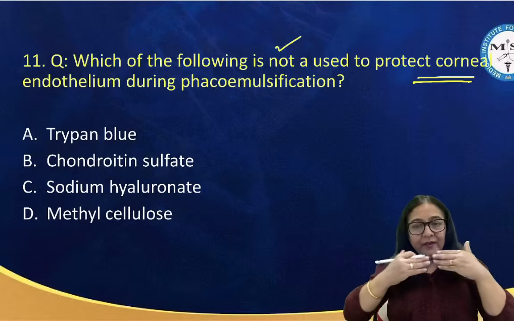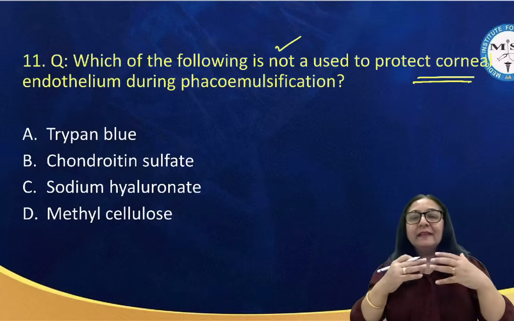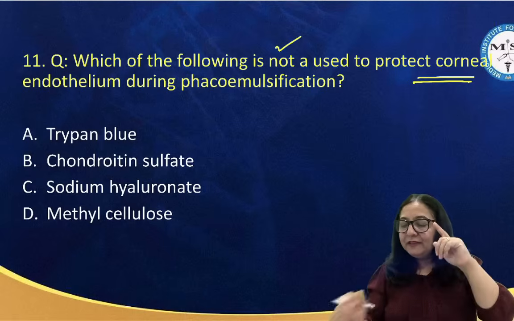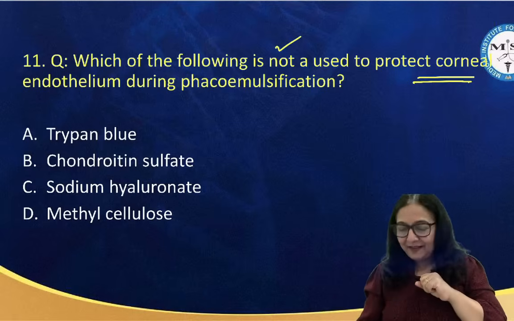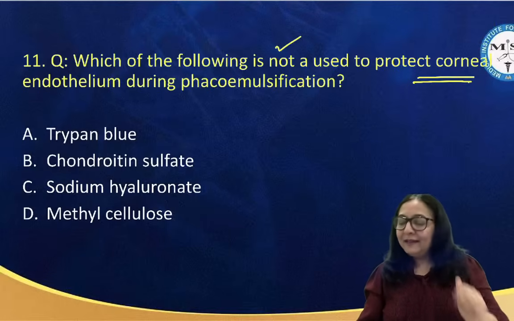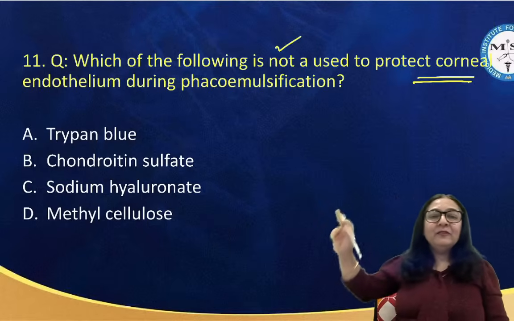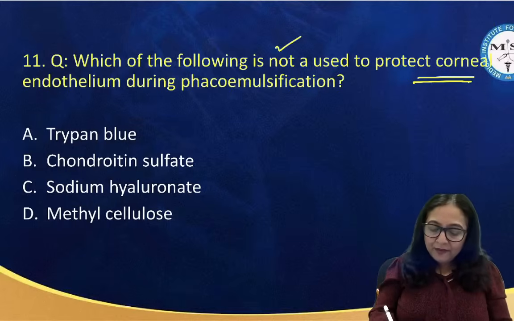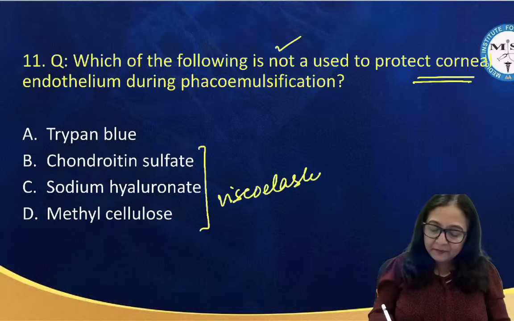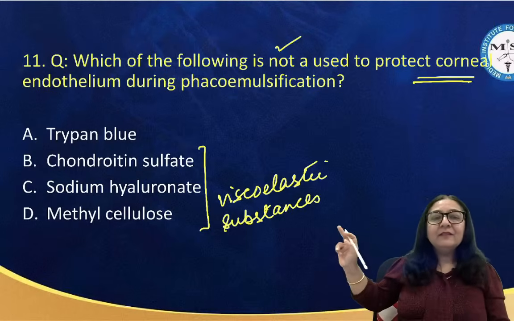Okay, so it's better that you use a coating agent or a viscous agent to coat the corneal endothelium. These agents are called viscoelastic substances. Viscoelastic substances help to protect the corneal endothelium. So your answer should be choice B, C and D, all 3 are types of viscoelastic substances, which we use during intraocular surgeries, phacoemulsification, cataract surgeries. So this is not the answer.